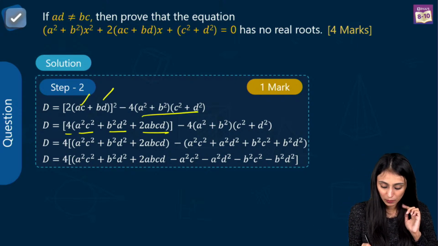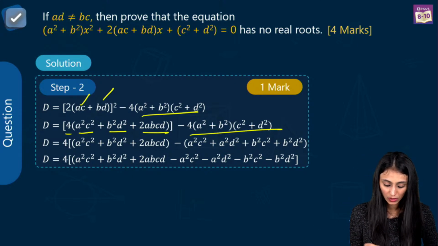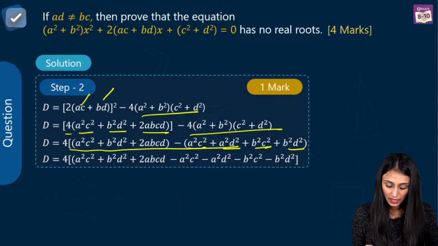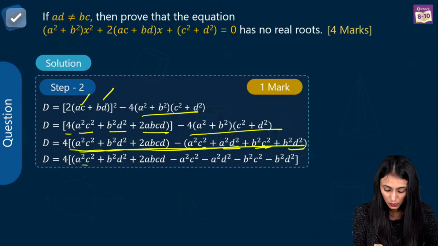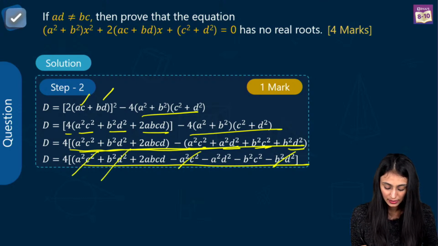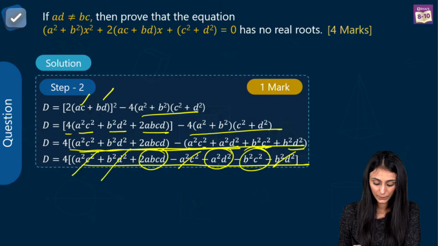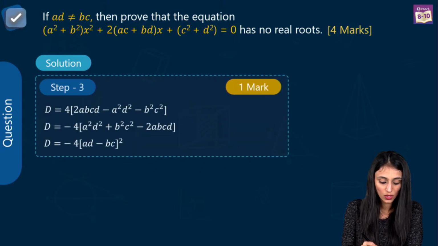And here I will multiply everything, right, on the next step. So what do we get? We get a square, c square, a square, d square. And this 4 is still outside the bracket. Yes. Now I'll open these brackets up. Signs will change and we have this. This gets cancelled. B square, D square gets cancelled, right? And we are left with these 3 terms, you can see. Yeah. So this is what we are left with.